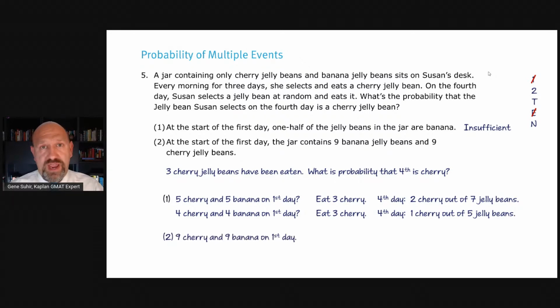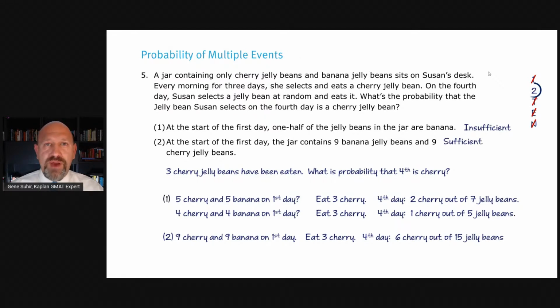But if you don't spot it right away, you don't throw up your hands and say, well, I give up. You can consider how this could play out. 9 banana, 9 cherry on the first day. She eats 3 cherry. And then that means by the time the 4th day rolls around, there's 6 cherry left out of 15. We do have the definite numbers for desired outcomes out of the total number of outcomes. Statement number 2, sufficient. No need to combine the statements. Statement number 2, already sufficient by itself.